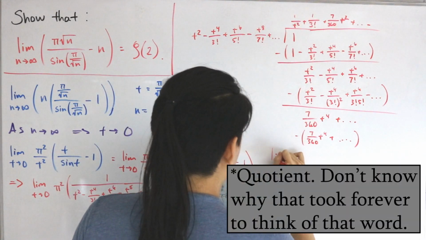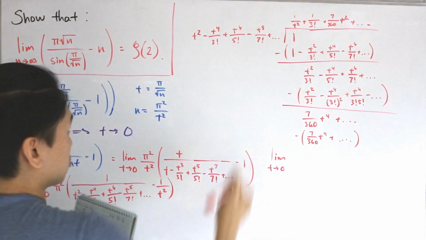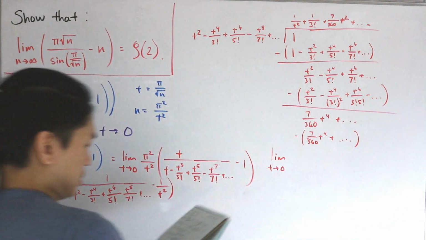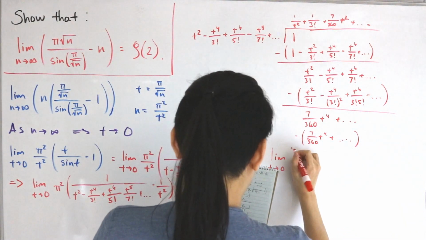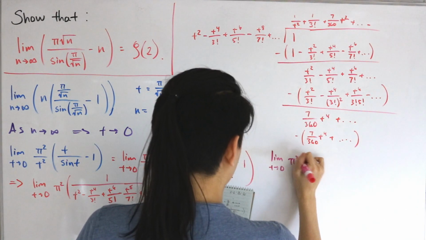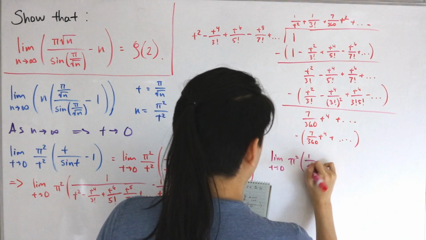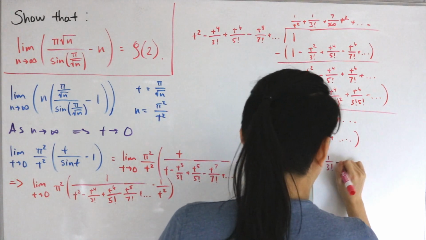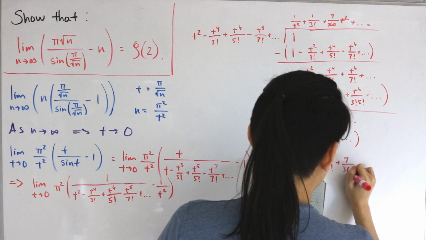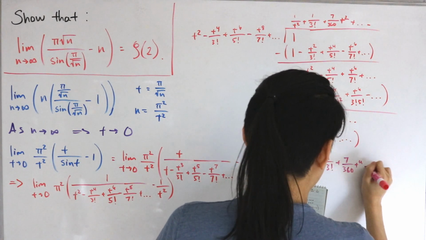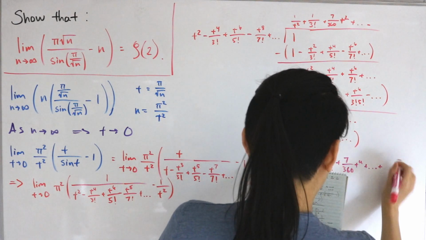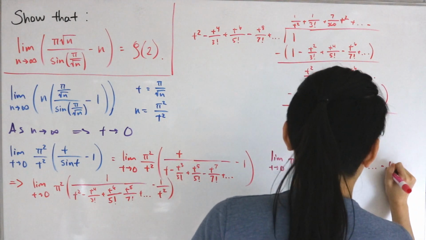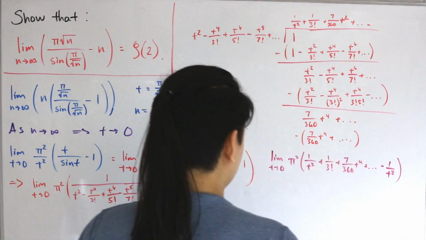So substituting that, I have the limit as t approaches 0. Substitute everything for here back into the denominator over here. And now we have a minus 1 over t squared. Don't forget that. So now this is going to be pi squared, and then divided by 1 divided by t squared, then add this with 1 divided by 3 factorial, add this with 7 divided by 360 times t to the power 4 plus dot dot dot, so on and so forth. Then now that's supposed to be subtracted from the 1 divided by t squared, and that's great since these two are just going to cancel each other out.